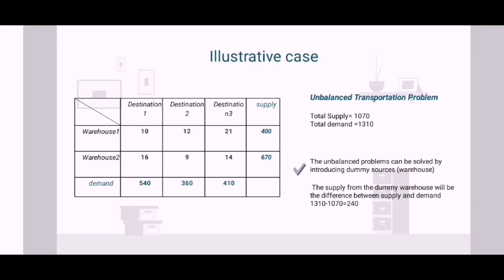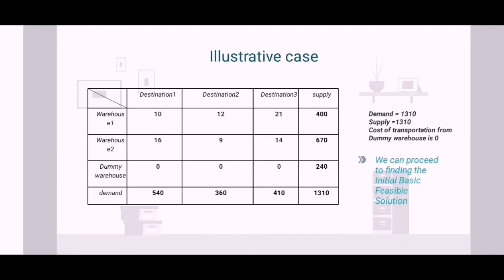Now, since the demand is greater than supply, we need to introduce a dummy variable. In this case, it will be a dummy warehouse. The supply from the dummy warehouse will be the difference between demand and supply, which is 240, and the cost of shipping from this warehouse will be 0. This represents our balanced version of the transportation problem, where the supply and demand are the same. So now we can proceed to find the initial feasible solution.